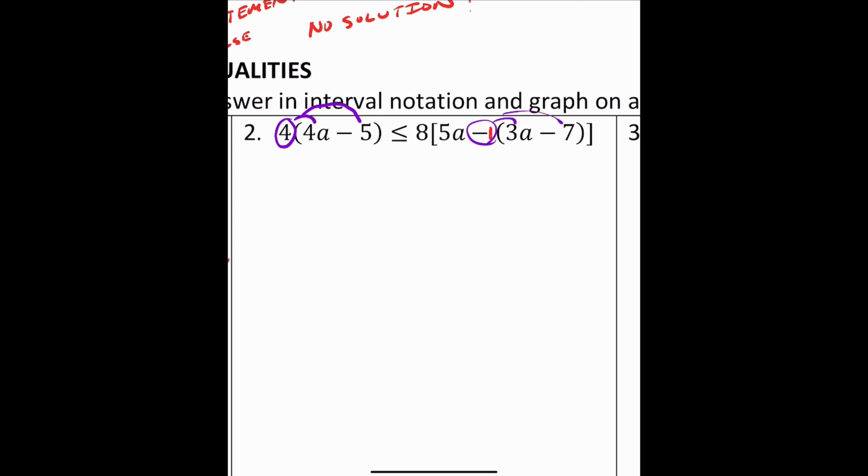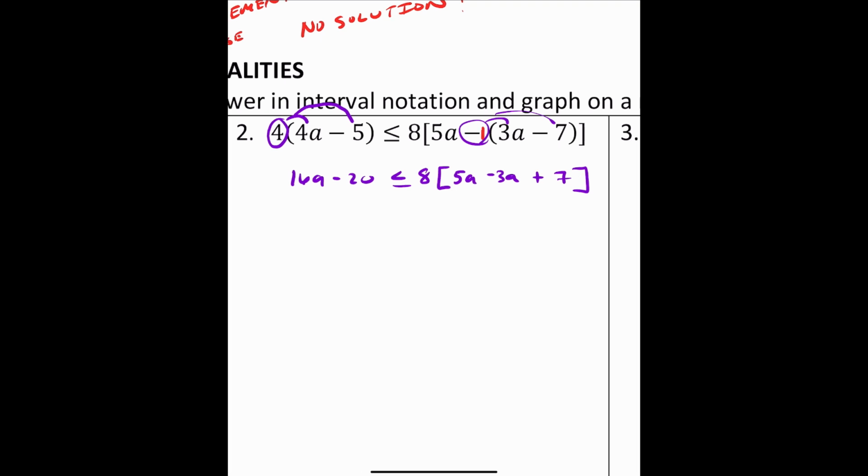So I have 4 times 4a, that's 16a. 4 times -5, that is -20, which is less than or equal to 8 bracket 5a. -1 times 3a is -3a, and then -1 times -7 is +7. And then look at that, we don't have any more parentheses. Now notice I can combine the like terms inside of this bracket here. So 5a minus 3a is 2a.